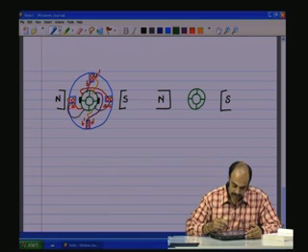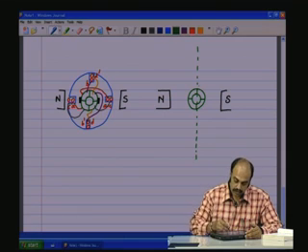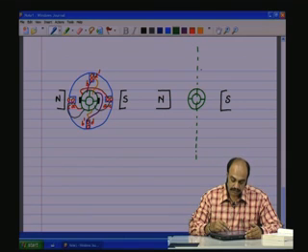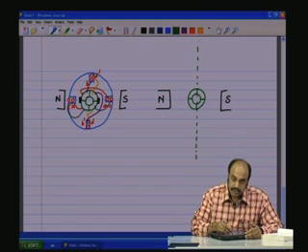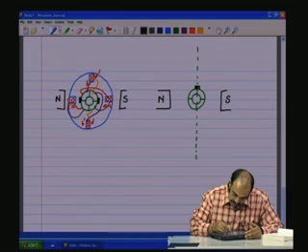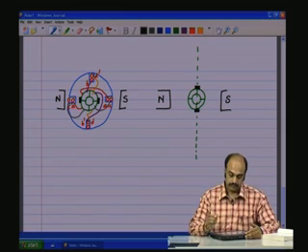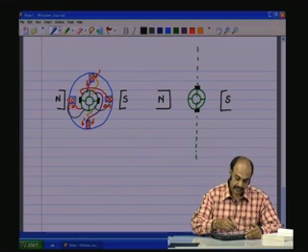Now let us start by placing the commutator always along the brushes, always along the axis which is perpendicular to the north-south axis, because on this axis there is no voltage induced. The voltage induced on this would be 0. So let us place the brush on this axis.